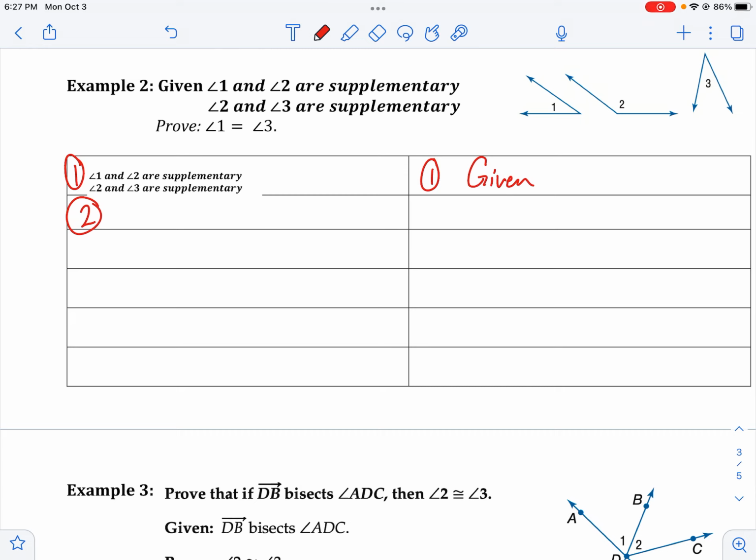Number 2, I know that angle 1 and angle 2 are supplementary. I know 2 and 3 are supplementary. Well, what does it mean to be supplementary? What's the definition of supplementary? I was given a diagram here, but that doesn't help me much. I'm going to look for some definitions within my given statement, some vocabulary words that I can define.